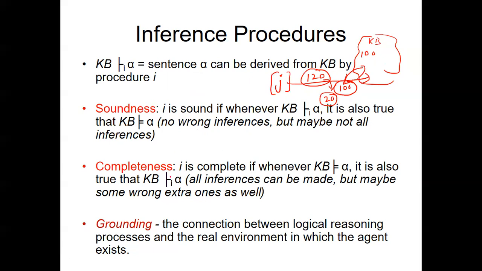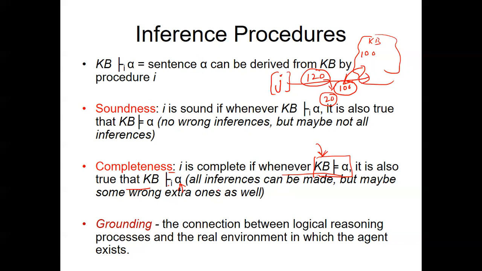So completeness is defined as follows: the inference algorithm I is complete if whenever KB entails alpha is true, the inference algorithm is able to derive the statement alpha from KB. Here we start with KB entails alpha, which means for each and every sentence entailed by KB, we have this inference algorithm which can derive alpha from KB.